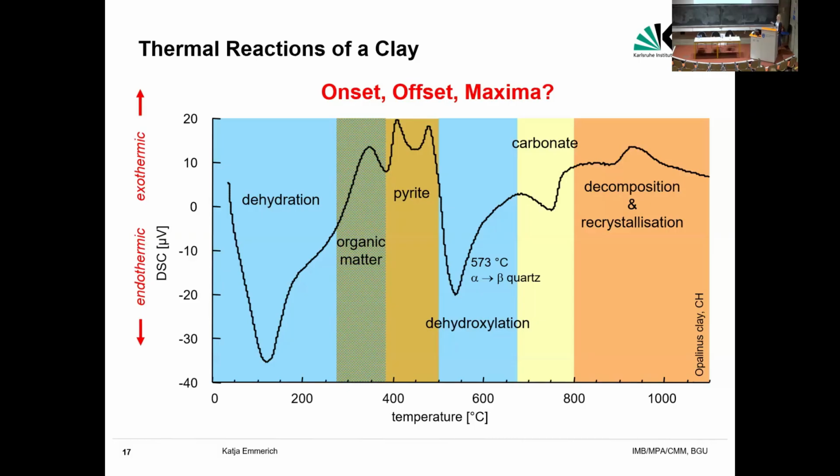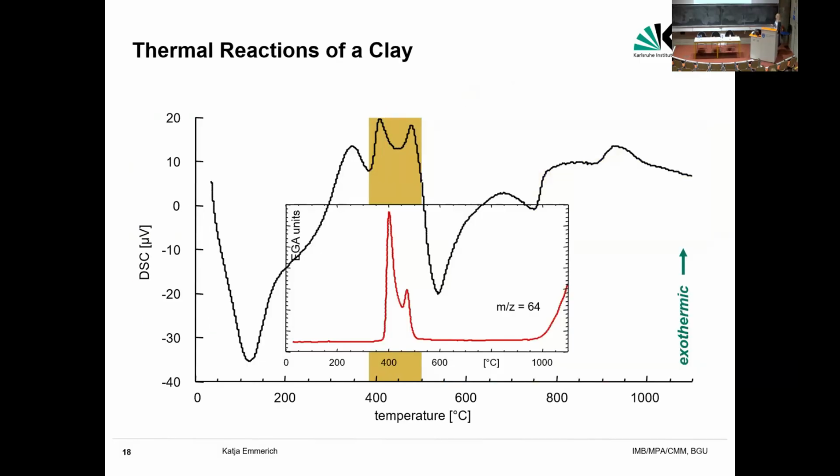What you can't see here is the transition of quartz, because there's not so much quartz in this Opalinus clay sample. But if there is sufficient quartz, you also would see a small endothermic peak for the transition of alpha into beta quartz. And then here you see the decomposition of carbonates, that is also an endothermal reaction, and then followed by decomposition of all the phases together, and the crystallization of the first high temperature phase.